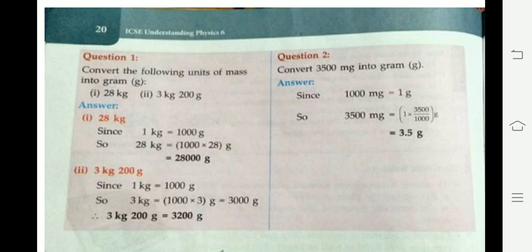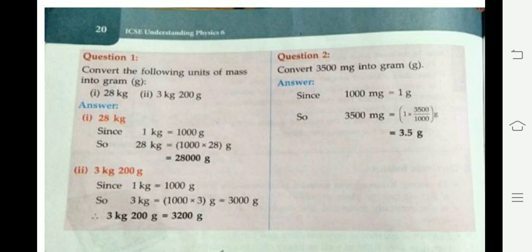Convert 3500 milligram into gram. So in 1 gram there are 1000 milligram. So when you change, you get 1 into 3500 over 1000. So zeros cancel, then you get the answer 3.5 gram.